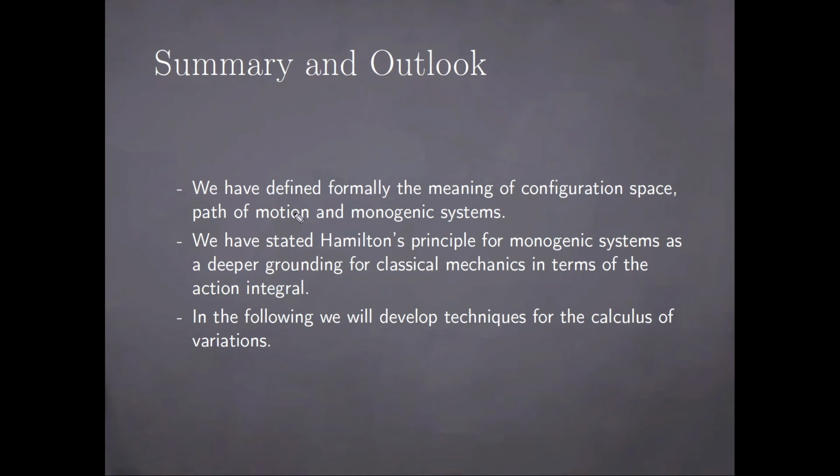To summarize this short but very important discussion, we have defined formally the meaning of configuration space, path of motion, and monogenic systems, and we have stated Hamilton's principle for monogenic systems as a deeper grounding for classical mechanics in terms of the action integral. In the following, we will develop techniques for the calculus of variations.